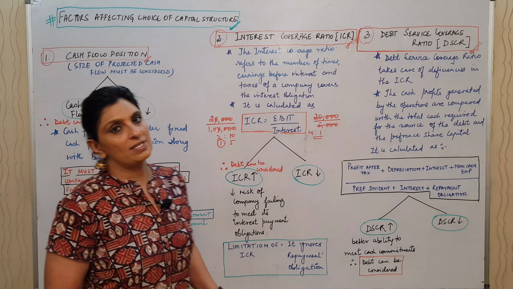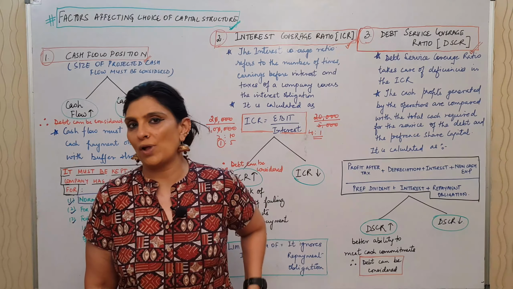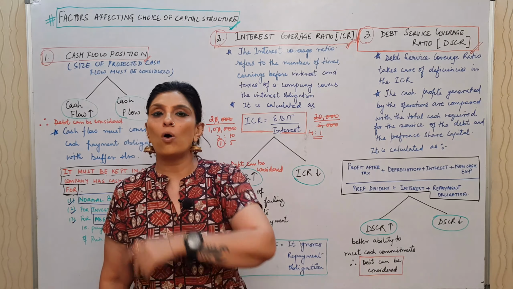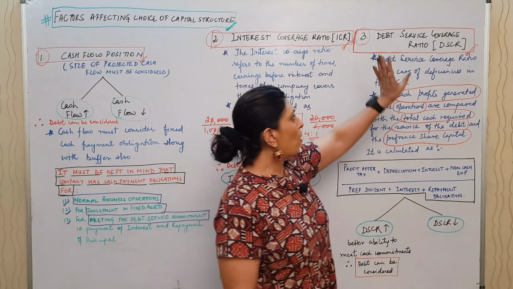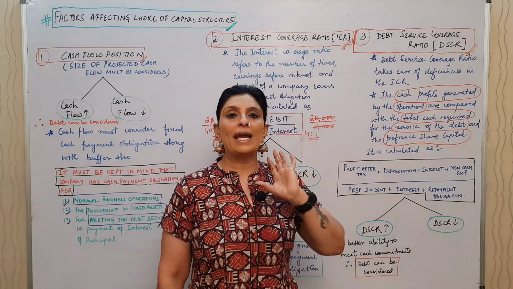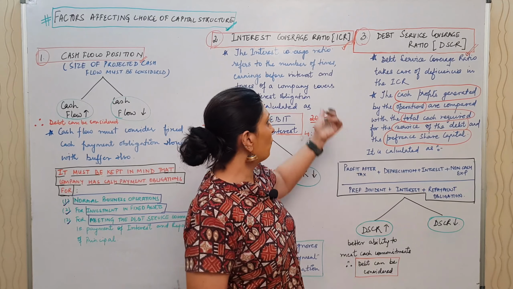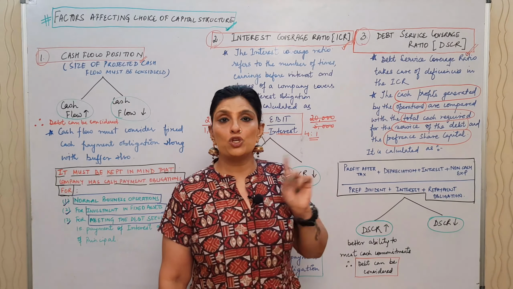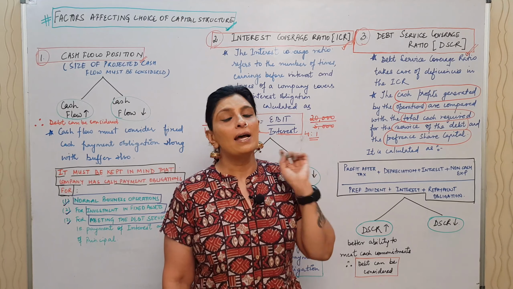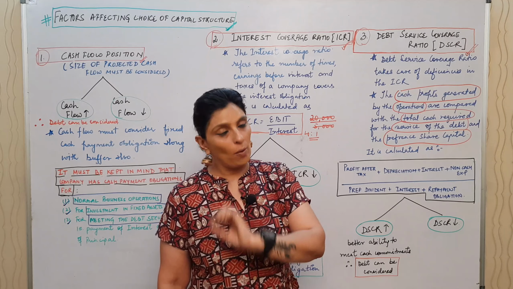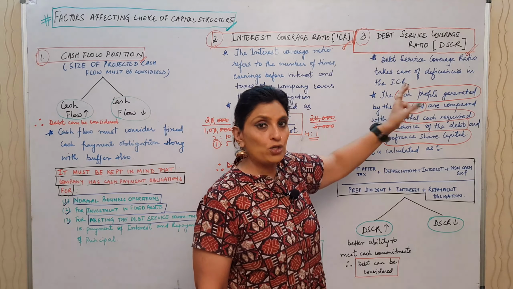The only limitation of interest coverage ratio is that it does not consider the repayment obligation, and whosoever is lending you money will always want the principal amount back. So next we talk about the debt service coverage ratio. Debt service coverage ratio addresses the limitation of interest coverage ratio. That means it talks about interest as well as principal amount repayment obligation. The debt service coverage ratio takes care of deficiencies in interest coverage ratio. What does it talk about?